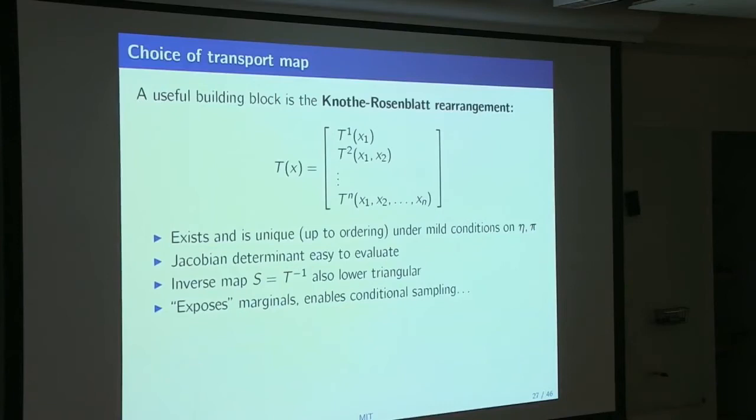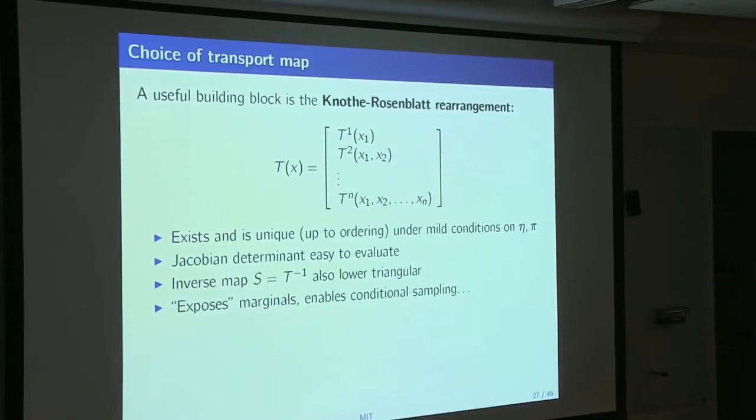The inverse map is also triangular. In a maybe more fundamental way, I'll mention this, it exposes marginals. In other words, I can write the first two marginals of the target distribution as a function of only two variables, or the first three as a function of three variables. And you can parameterize these numerically.